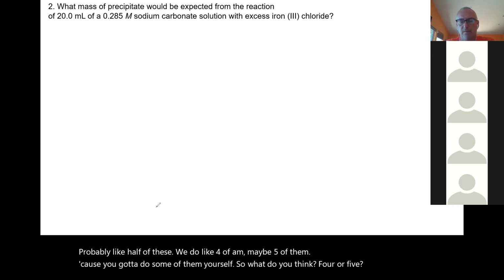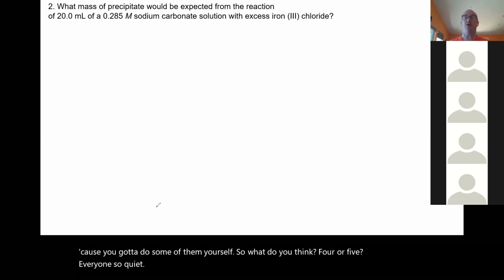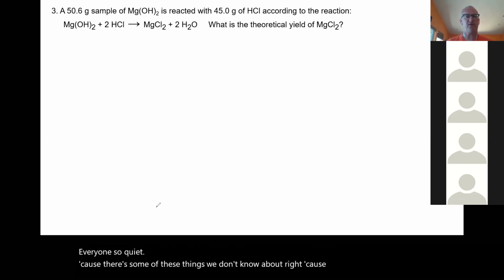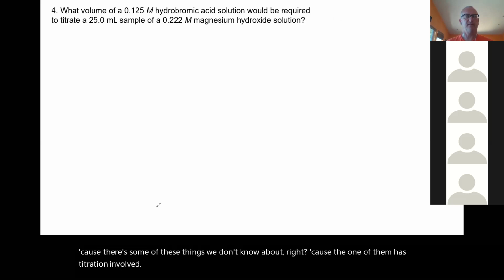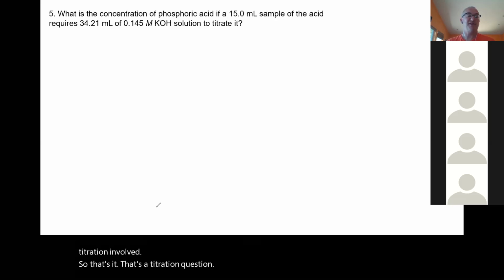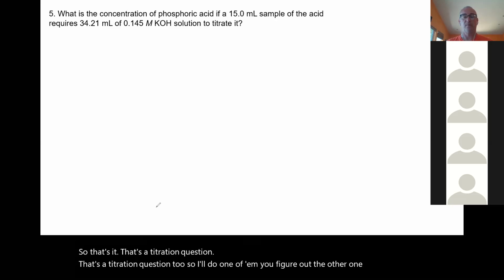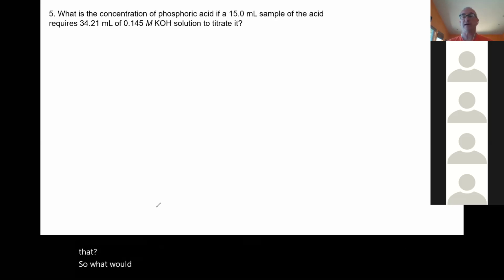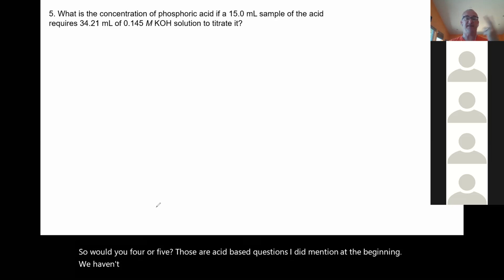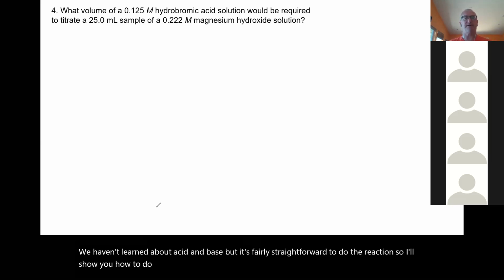Everyone's so quiet. Because there's some of these things you don't know about, right? One of them has titration involved. That's a titration question, and that's a titration question too. So I'll do one of them, and you can figure out the other one. How about that? Those are acid-base questions that I did mention at the beginning. We haven't learned about acid and base, but it's fairly straightforward to do the reactions, so I'll show you how to do it. It's basically the same question. So 4 or 5, what do you think?